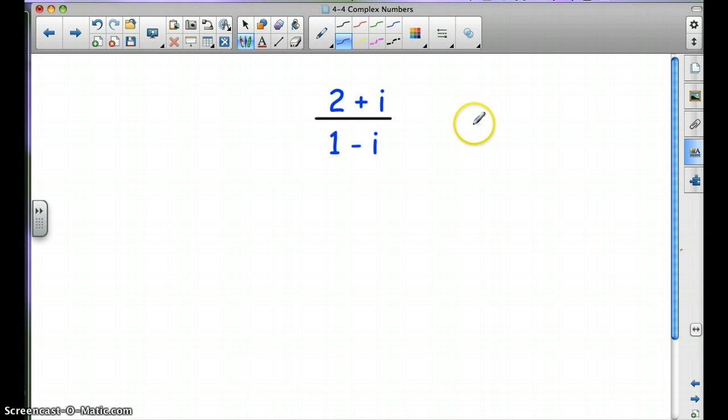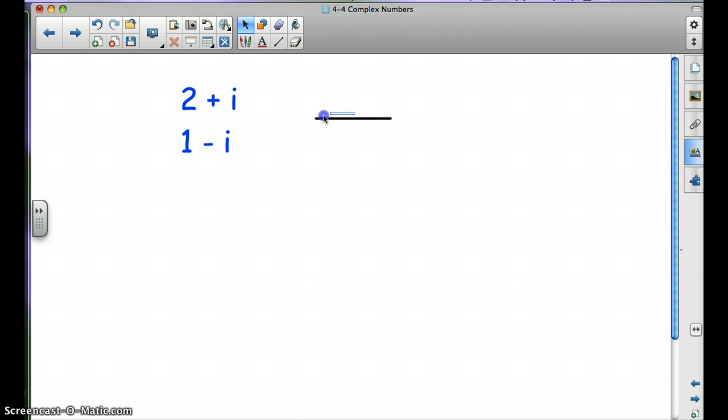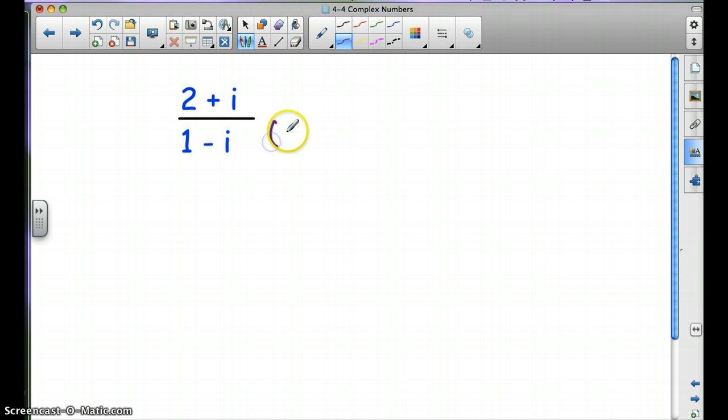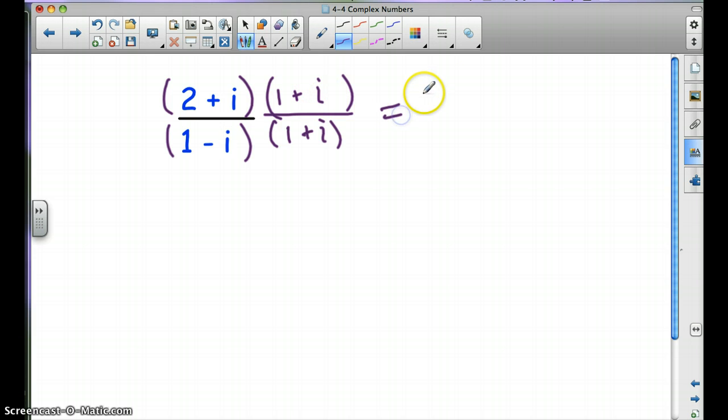Alright, let's try another one. And this will be our final example. So we have 2 plus i over 1 minus i. So we're going to multiply by the complex conjugate. I'm going to move this over here so we have more room. There we go. So we'll multiply by 1 plus i and 1 plus i. So we're going to go ahead and FOIL both of them.